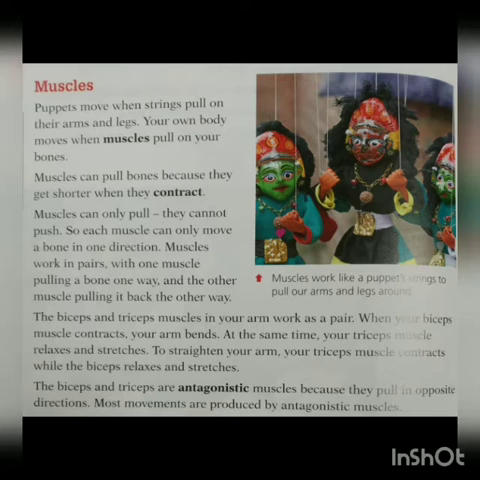The biceps and triceps muscles in your arm work as a pair. The biceps muscle is at the front. When your biceps muscle contracts, your arm bends. At the same time, the triceps muscle relaxes and stretches. When you fold your hand upwards, your biceps muscle will contract and become shorter.